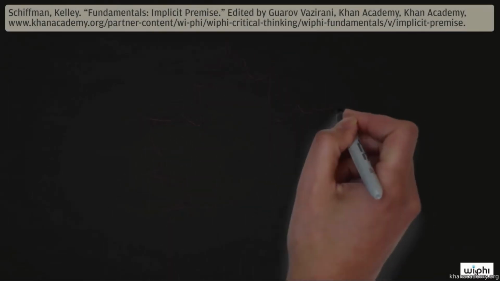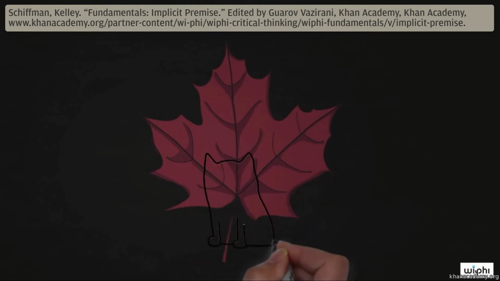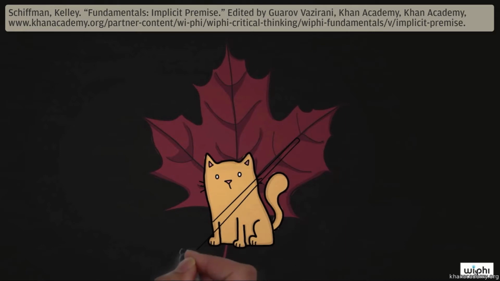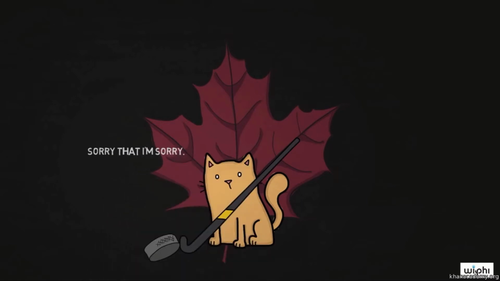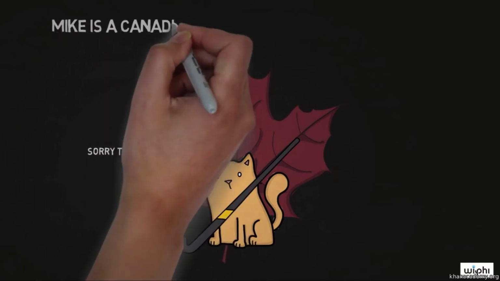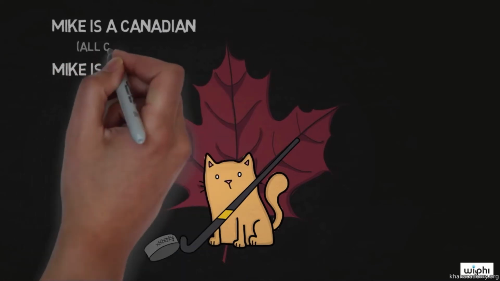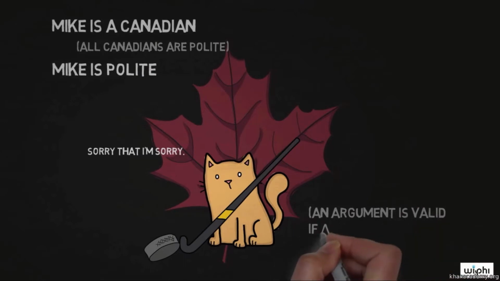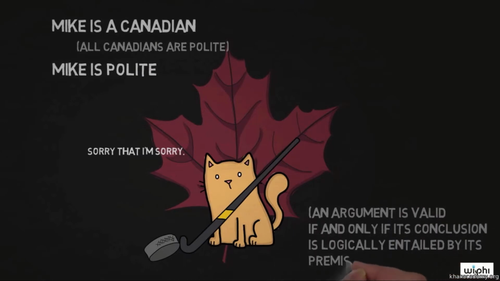When we present an argument for a conclusion, we don't explicitly state all the premises required for getting to the conclusion. Consider this example. Premise 1, Mike is a Canadian. Conclusion, Mike must be polite. To get from the premise that Mike is a Canadian to the conclusion that Mike is polite, we need a second premise, saying that all Canadians are polite. Only then is this argument strictly valid. Only then does the conclusion follow from the premises.